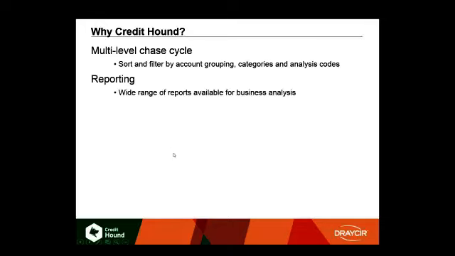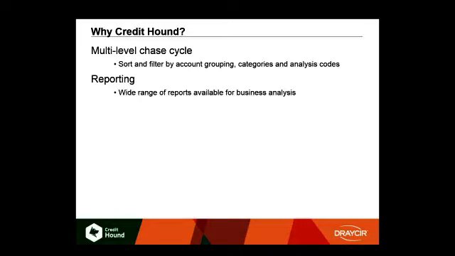But quite often when you're trying to do things manually, it's very hard to have these different chasing cycles in different groups, because quite often we spend enough time just trying to get the oldest and the largest amounts of cash in, without trying to say that we're going to start chasing different groups of customers in different ways. On the reporting side of things, everything we put into Credit Hound we pull up on reports.